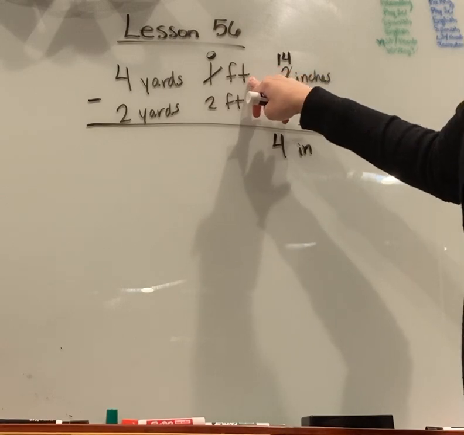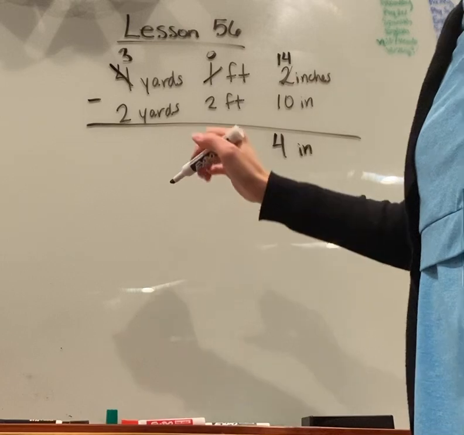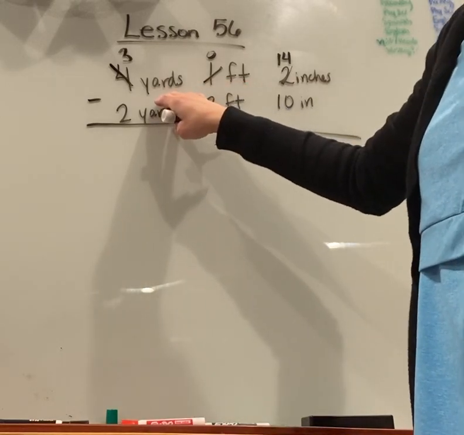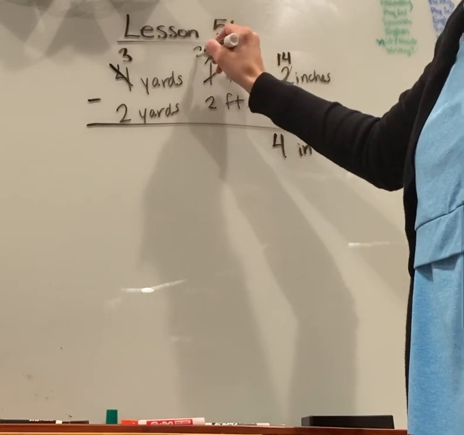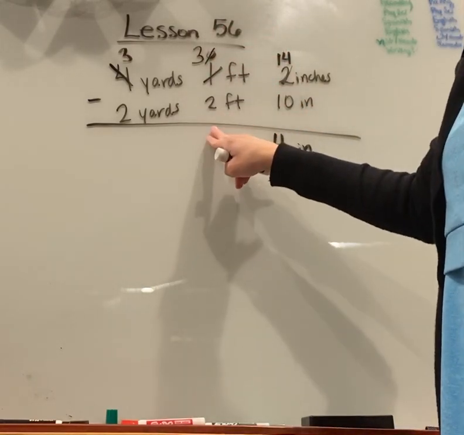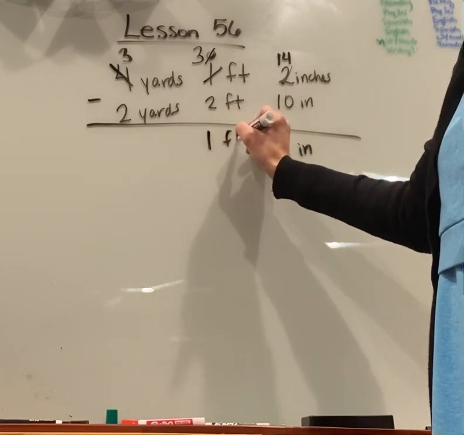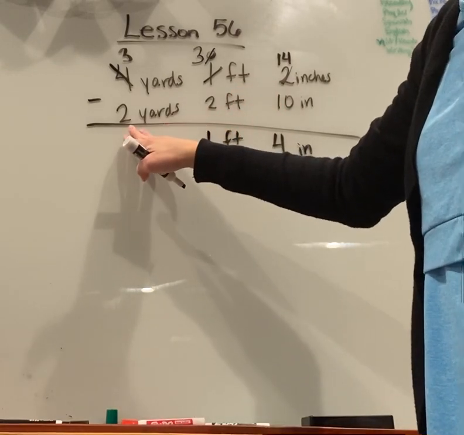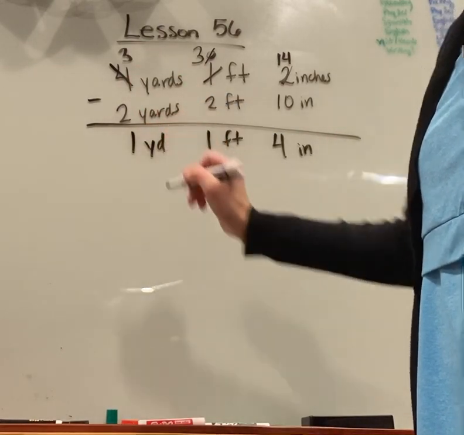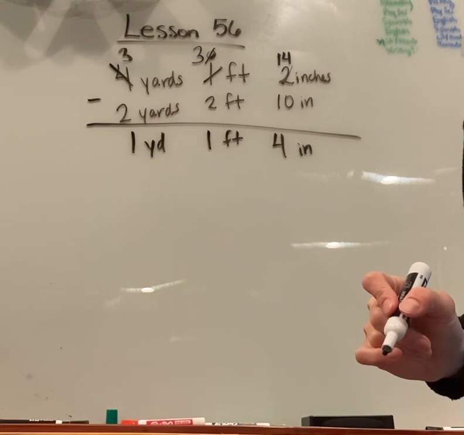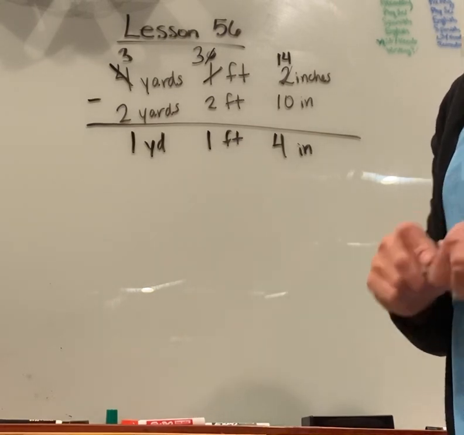I can't do that. So I need to come borrow 1 yard and make it 3 yards. And how many feet are in 1 yard? 3 feet. So this now becomes a 3. Now I can take 2 feet away from 3 feet, and I get 1 foot left. And last, I have 3 yards minus 2 yards, which leaves me with 1 yard. So when I subtract this, I get 1 yard, 1 foot, and 4 inches.